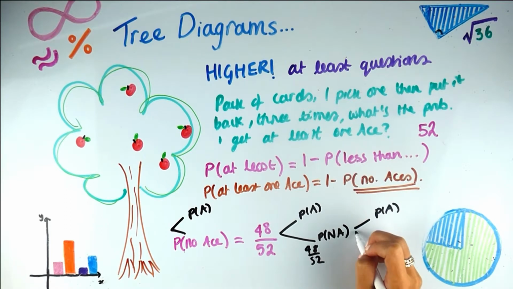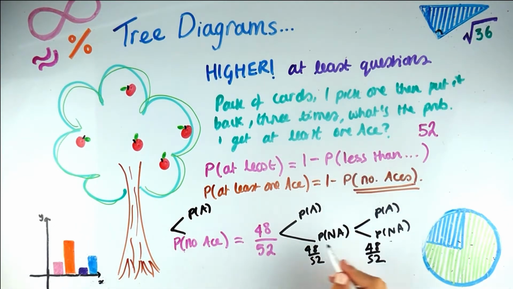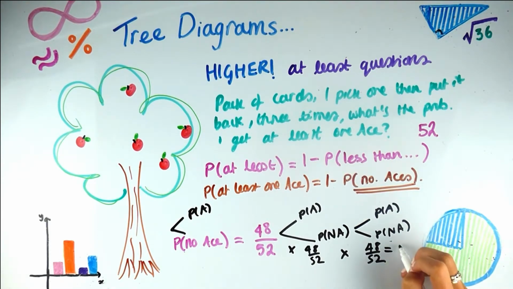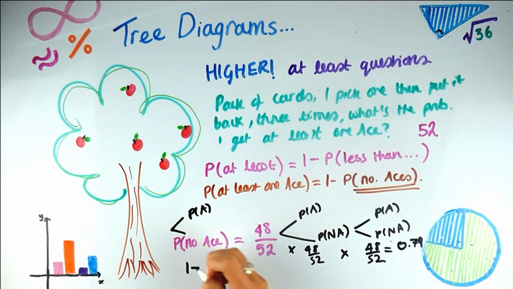Do it one more time, the third time. Okay, so the probability of getting no aces 3 times is no ace, no ace, no ace. So along the branches I know I multiply. So we have 48 over 52 multiplied by 48 over 52 multiplied by 48 over 52, which gives me, if I round it, 0.79. I shouldn't really round it yet, but we're going to go with it. So then the final answer would be the probability of at least 1 ace is 1 minus the answer you get here. So mine wasn't quite that, but I'm going to go with that. So that is 0.21.